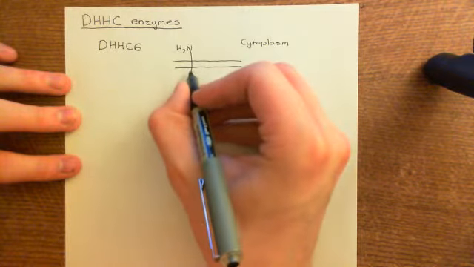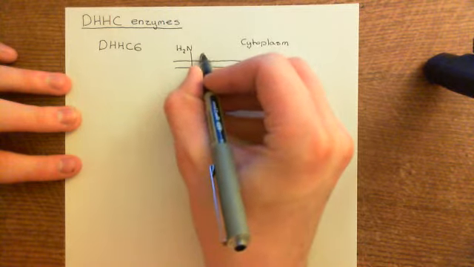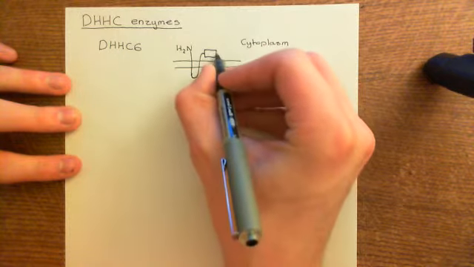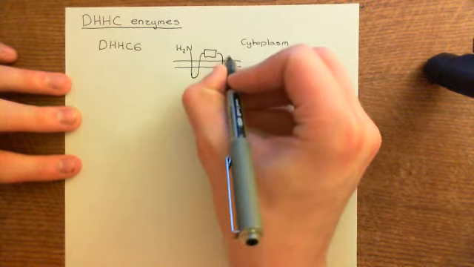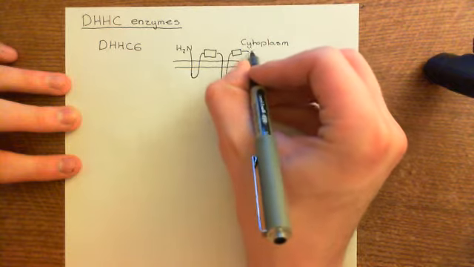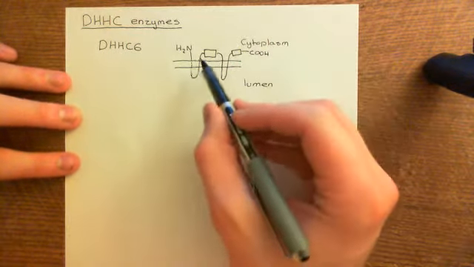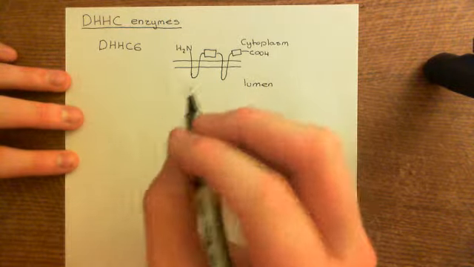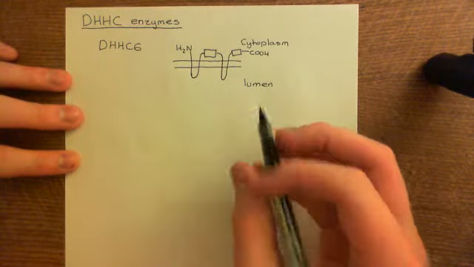Then you have a single membrane spanning alpha helix, like so. Then a second membrane spanning alpha helix. Then a very important domain on the cytoplasmic side here, which we'll come back to in a moment. Then a third membrane spanning alpha helix, a fourth membrane spanning alpha helix, another very important domain here, which we'll come back to, and then the carboxylic acid terminus. So this is the membrane-spanning topology of the DHHC6 enzyme. Let's now talk about these important domains.